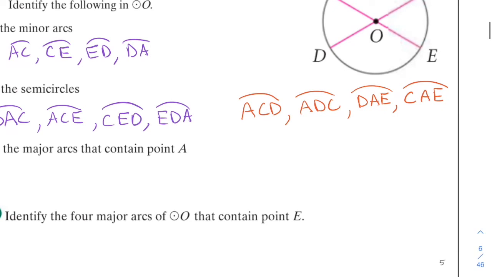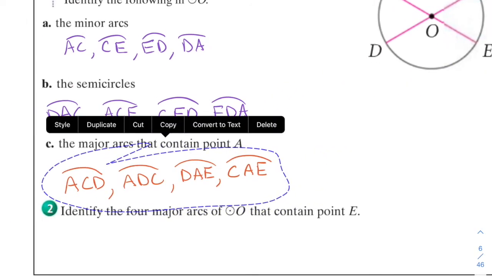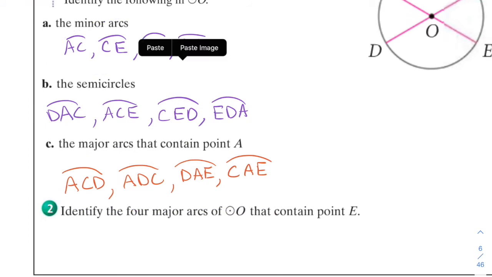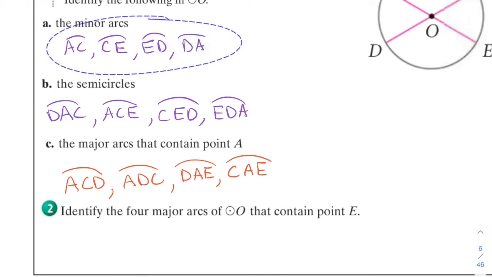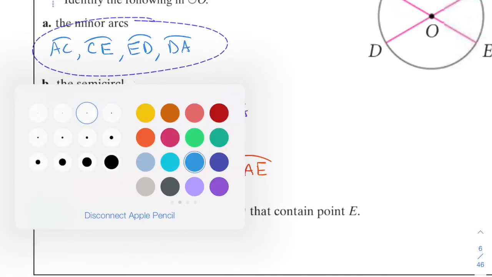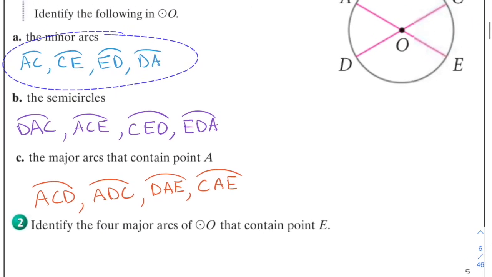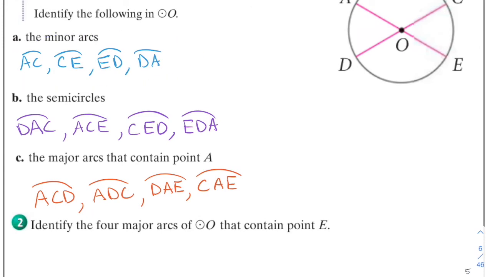All right. So, on a quiz, we probably won't say, list all. We might say which of the following are, but you never know how it might be written. Might be check all that apply. All right. Identify the four major arcs of circle O that contain point E.